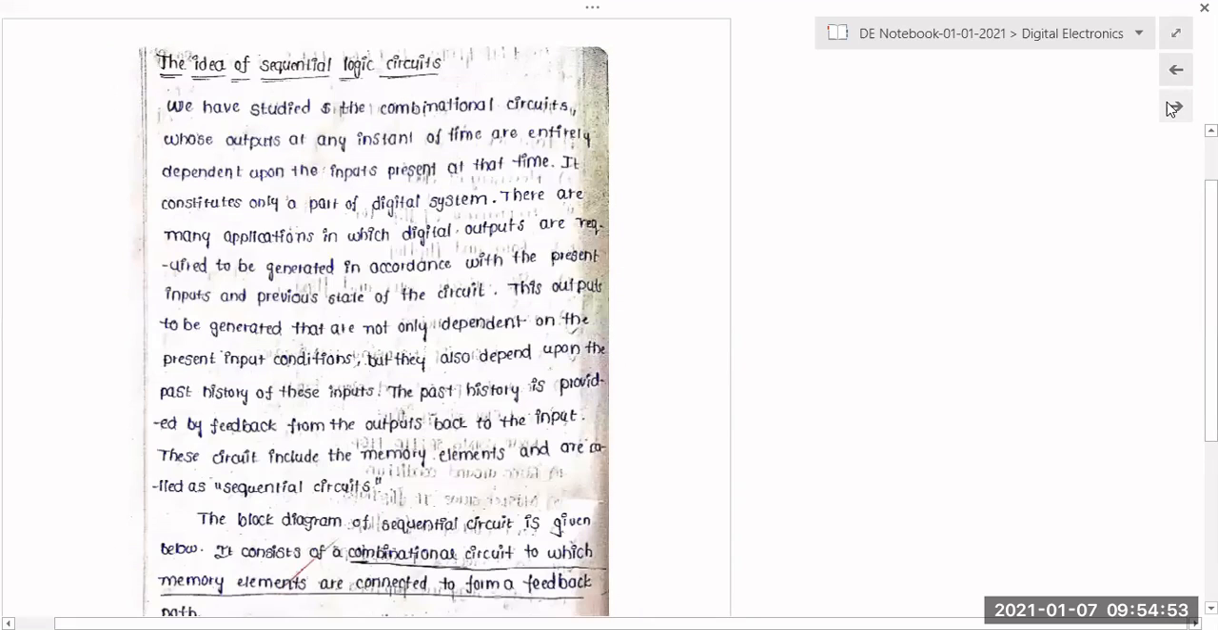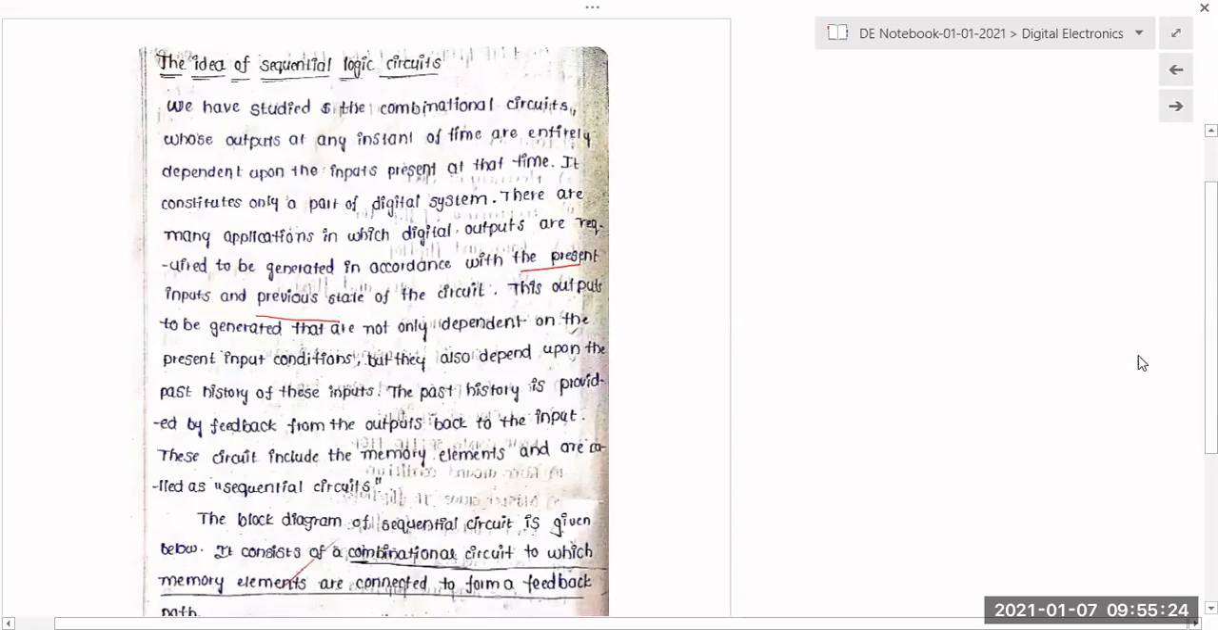Just to summarize all, first of all I will summarize. We have discussed combinational circuits in which the output depends only on the present inputs. So it constitutes only a part of the digital system. There are many applications in which digital outputs are required to be generated in accordance with the present inputs and previous state. So మనము previous state పైన next present inputs పైన depend అయ్యి outputs generate చేయాల్సిన digital circuits అనేవి we can use in many applications. So that's why we are going for the sequential logic circuits.